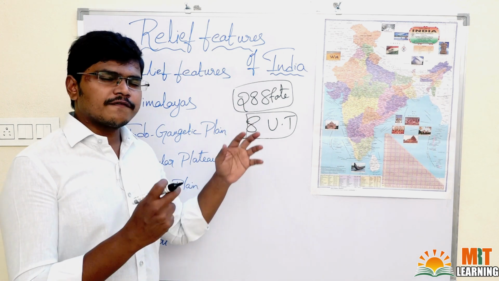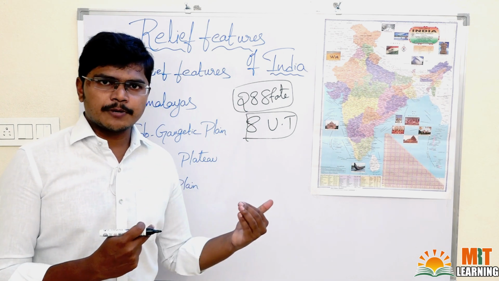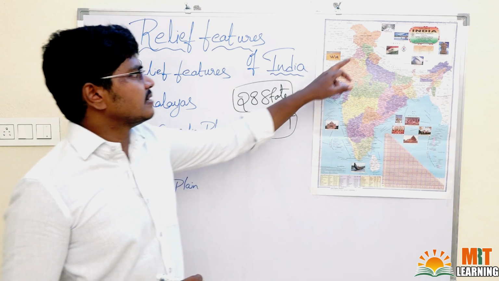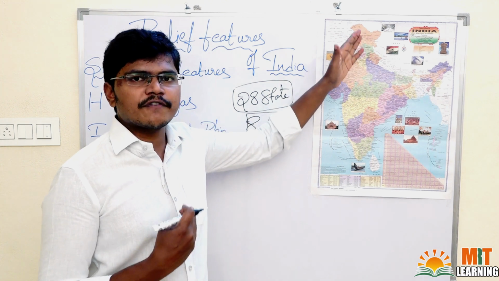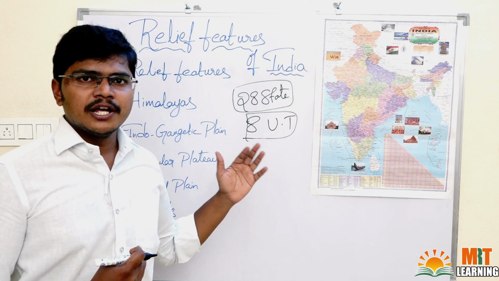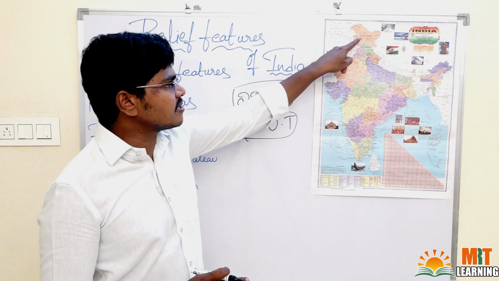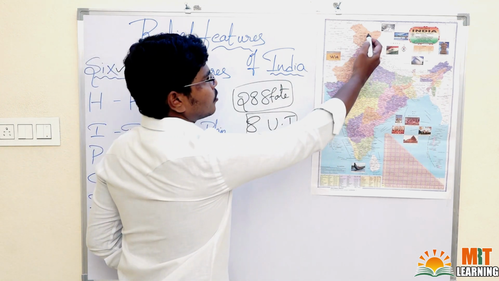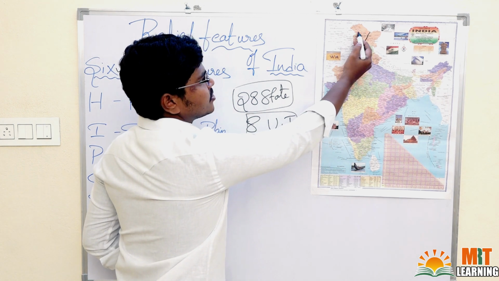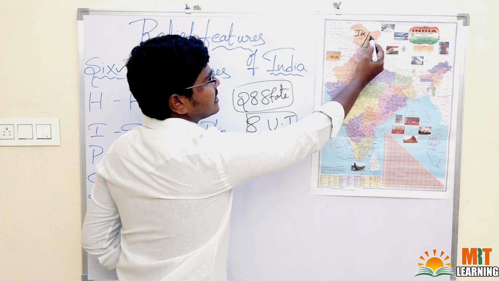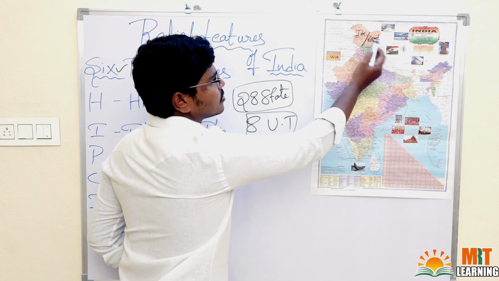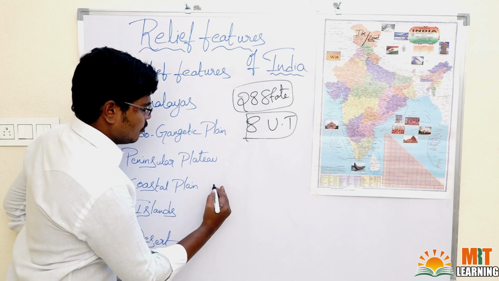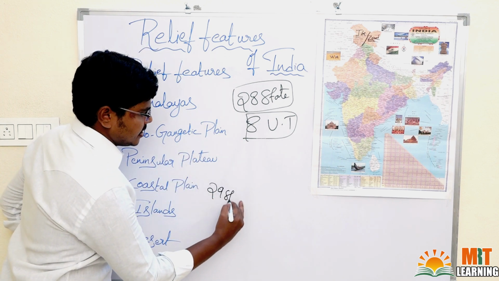How? After the division of Telangana from Andhra Pradesh, we had 29 states. But recently, Jammu and Kashmir was removed from the states and added to the union territories. That means Jammu and Kashmir is divided into 2 union territories: Jammu and Kashmir, and Ladakh.